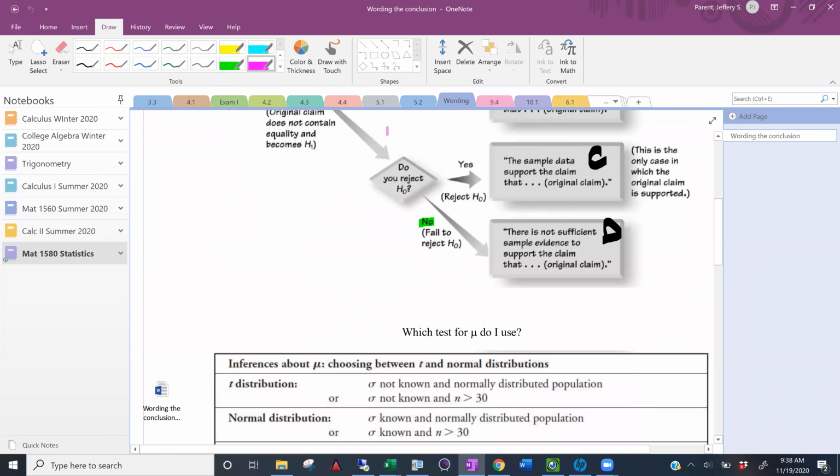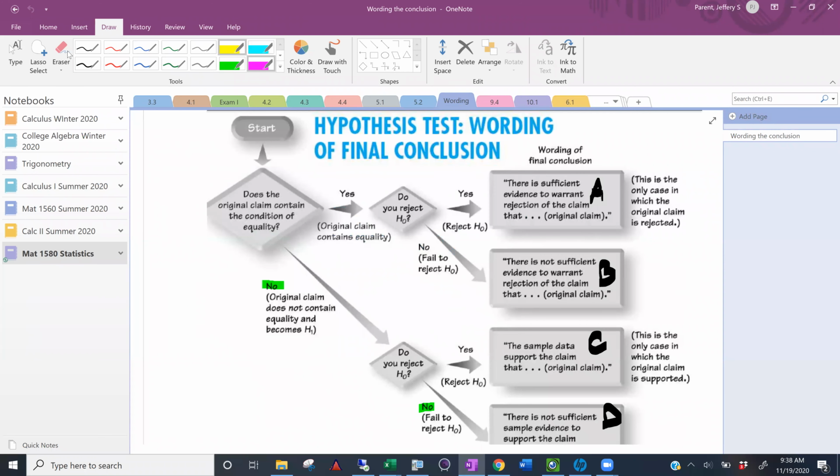And let's come on up a little bit. Let's get rid of these and work it afresh. Does the original claim contain the condition of equality? Yes. Do we reject H naught? No. So that starts us out at B. There's not sufficient evidence to warrant rejection of the claim that. So we'll start out our conclusion this way.